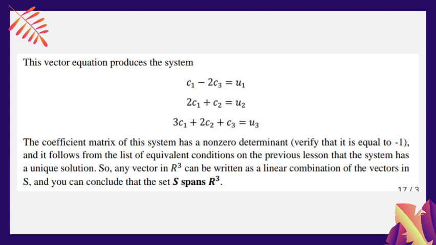The coefficient matrix of this system has a non-zero determinant, and we need to verify that it is equal to negative 1. And it follows from the list of equivalent conditions in the previous lesson that the system has a unique solution. So, any vector in R3 can be written as a linear combination of vectors in S, and we can conclude that the set S spans R3.